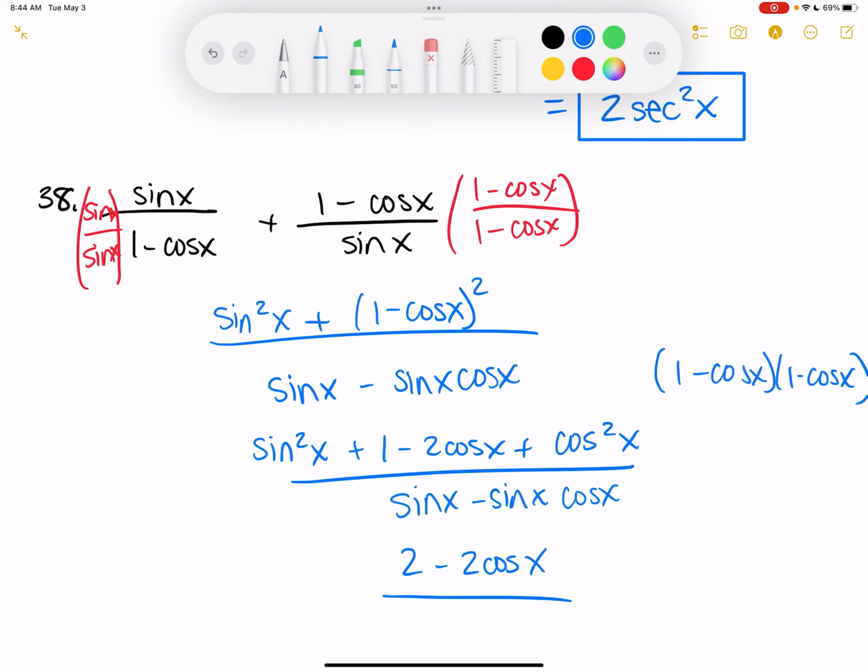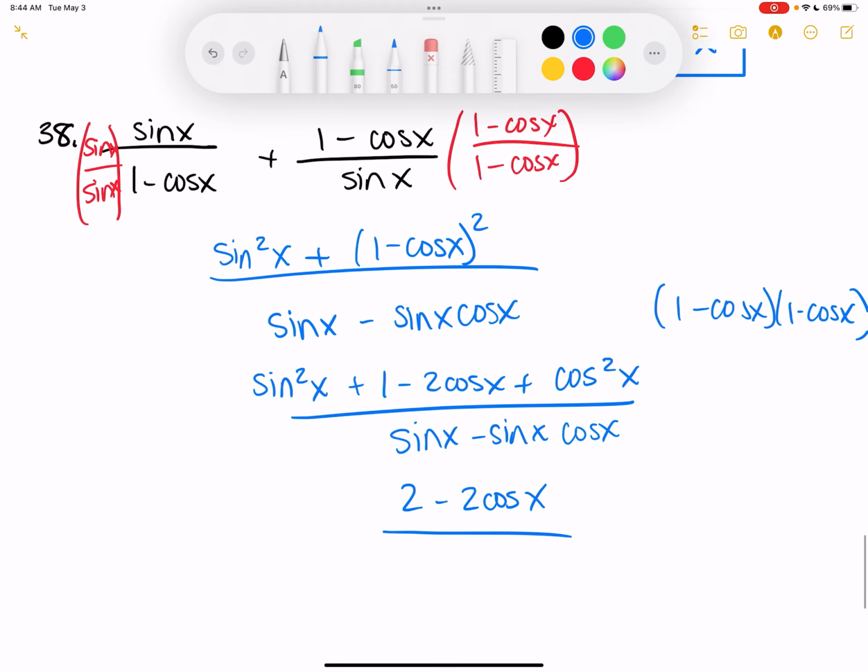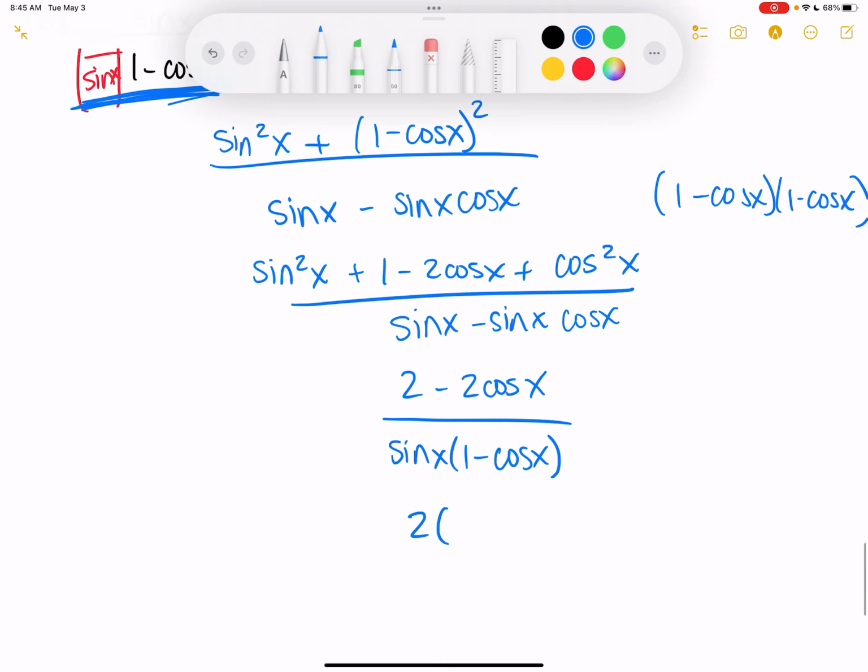What I'm probably ultimately going to figure out is that I shouldn't have multiplied the bottom through, so I'm going to split it back into this, because based on what I see on the top, most likely something will cancel. Now, what can I take out of the top? The 2. So 2 times 1 minus cosine of x over sine x times 1 minus cosine of x.